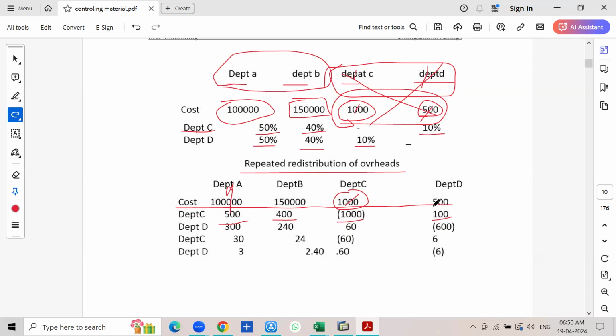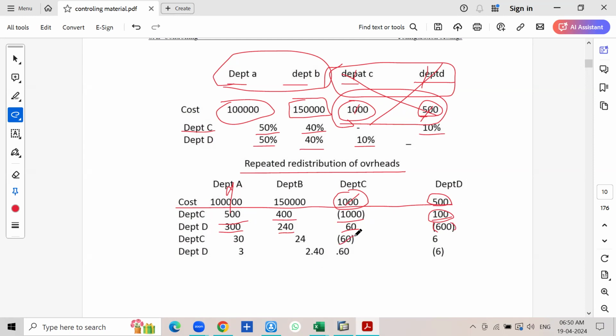Then the original cost of Department D, 500 rupees. Then it was posted with 100 rupees from Department C. Now the total cost of Department D is 600, right? Now you take the 600 and that is allocated 50% to A, 300 rupees, 40% to B, 240 rupees, and 10% to C again, 60 rupees. Now the cost of Department D becomes 0, but C has got again 60 rupees. Now, again, you take the 60 rupees.